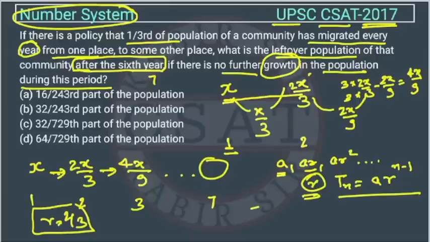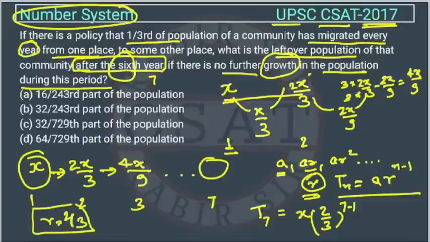So let's find out. Which year do we have to find out? See, it says after the 6th year, so after the 6th year, in the 7th year, how much population will be there, that we have to calculate. So we have to calculate T7, right? So a is how much? A is x. Initially the population we assume is x. R is 2 by 3. N is 7 minus 1, right? So this will become x times (2 by 3) to the power 6, right? Up to the power 6 is how much? This will be x times 64 upon, right, 3 to the power: 9, 27, 81, 243 and then 729, right? So this will be 729.